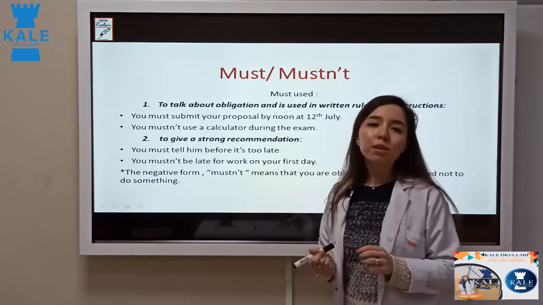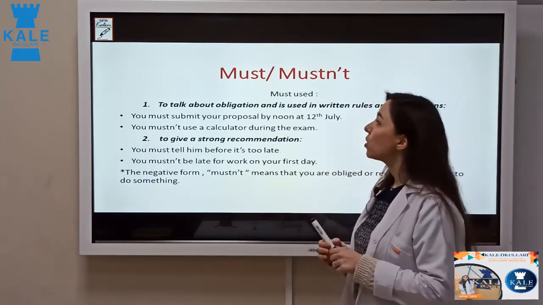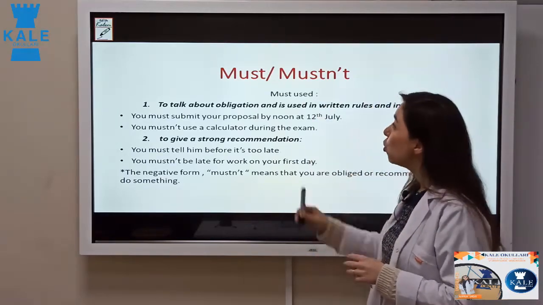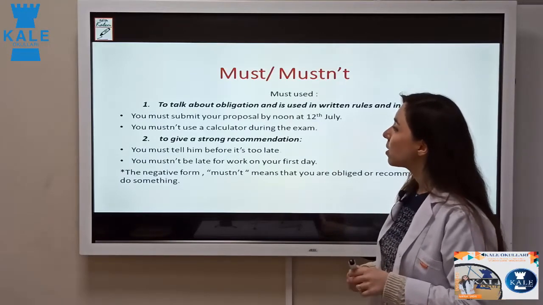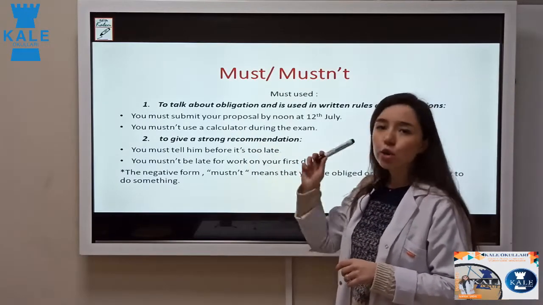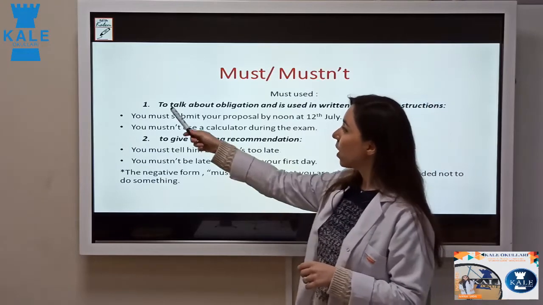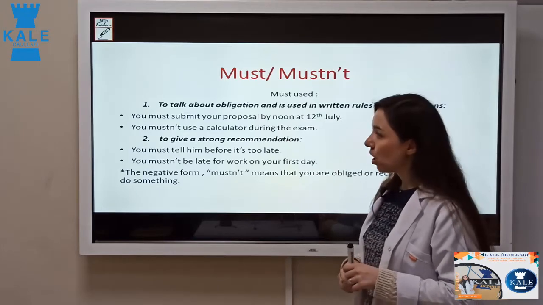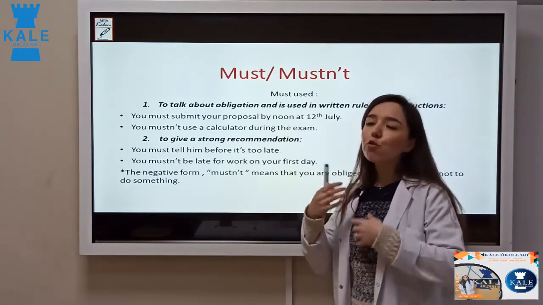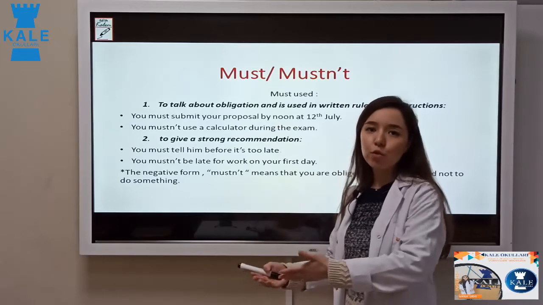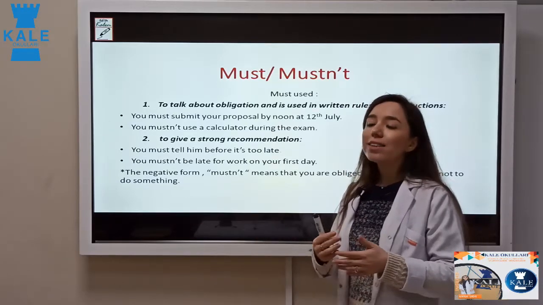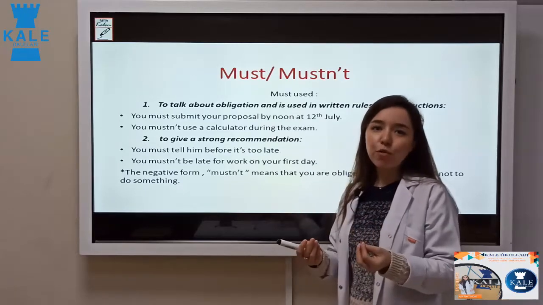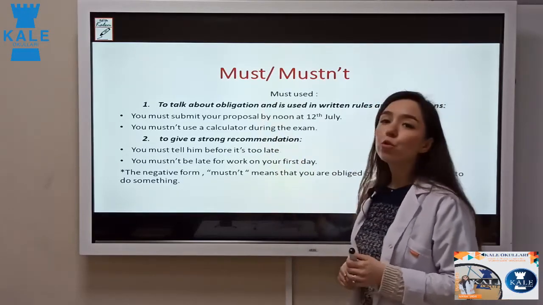Now, the last modal verb that today we want to talk about is must and mustn't. So, we talked about should, we talked about have to, don't have to. Now, when are we going to use must? I have written here 2 points when we use it. First one, to talk about obligation, used in written rules and instructions. For something written, for example, for formal things, you want to write an email for somebody, you want to write a formal thing for somewhere, for example an office, something that is not friendly, formal. You have to use must.